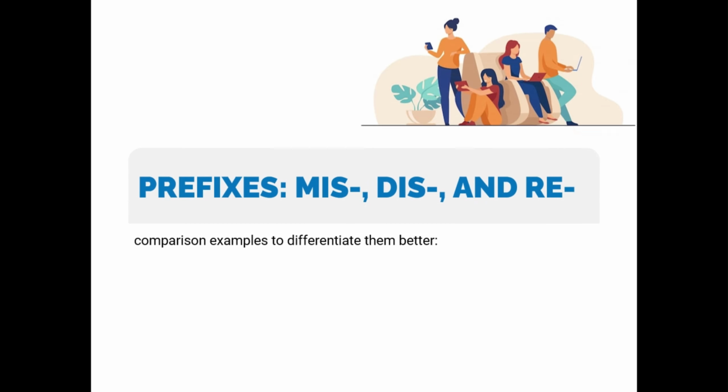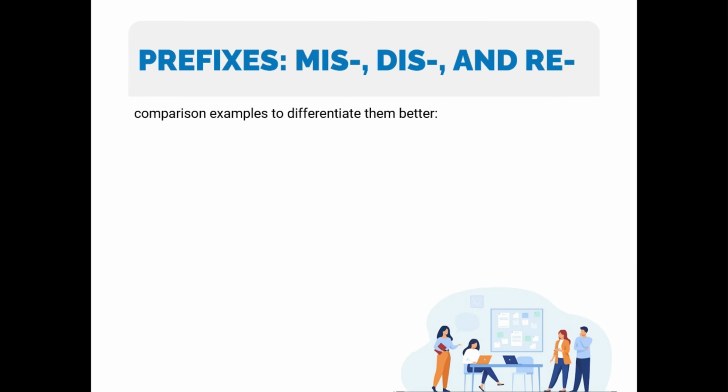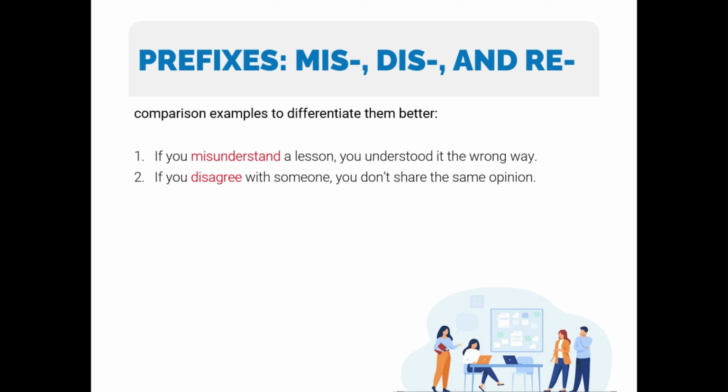Now, comparison examples to differentiate them better. Number 1, if you misunderstand the lesson, you understood it the wrong way. Number 2, if you disagree with someone, you don't share the same opinion. Number 3, if you rewrite an essay, you write it again to improve it. Do you see the difference?